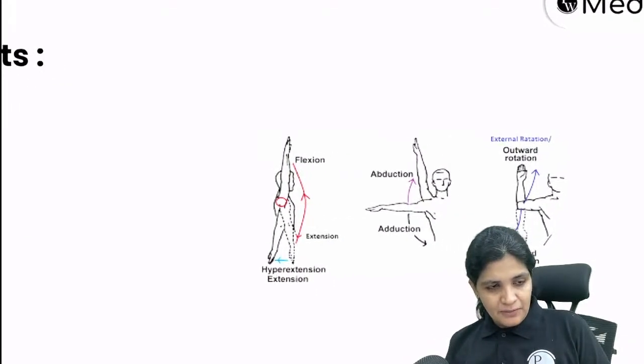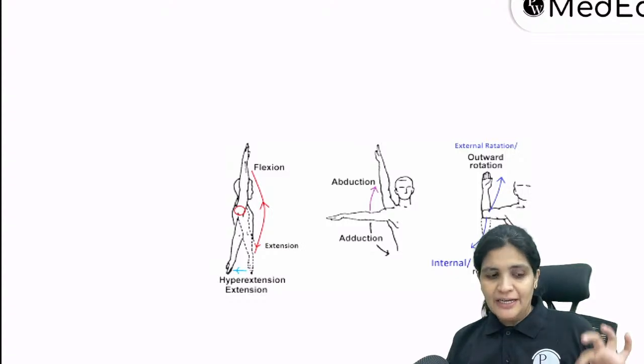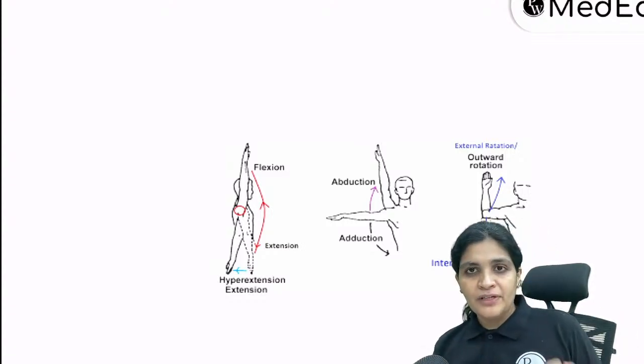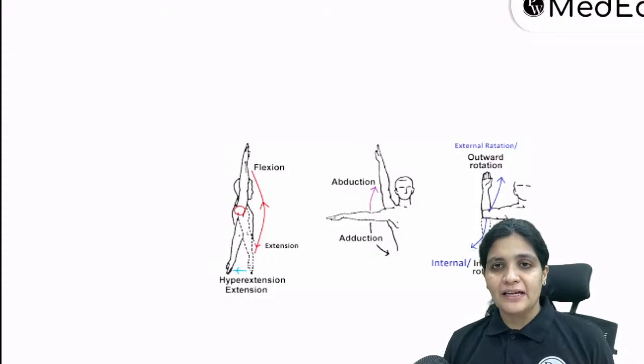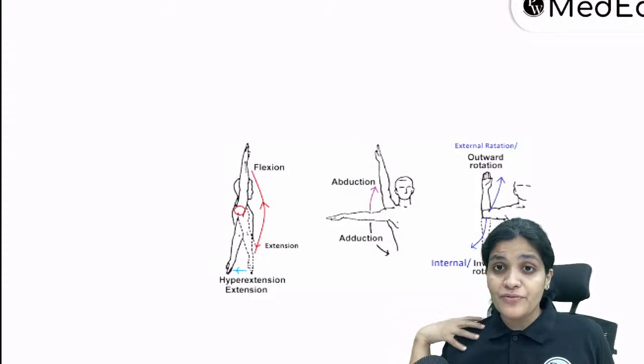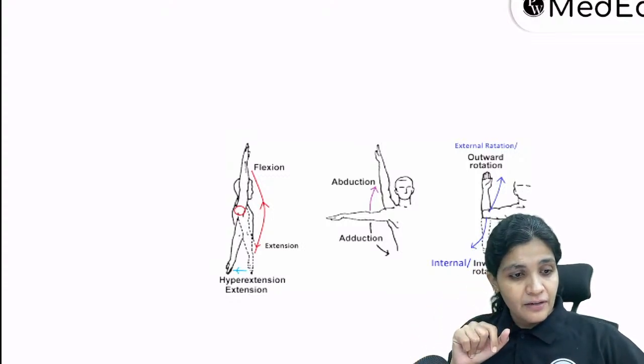So these are the movements I was talking about. Flexion, extension, abduction, adduction, external rotation and internal rotation, right? These are the movements of the shoulder joint, and these are basically because of the glenohumeral movement, and there is also some amount of scapula which is contributing to this movement. So you have to always be careful.